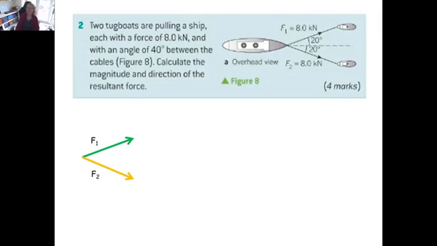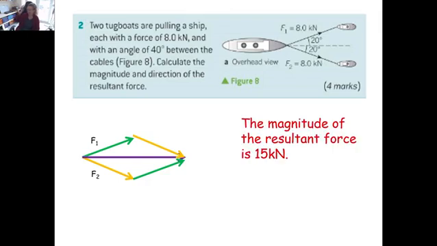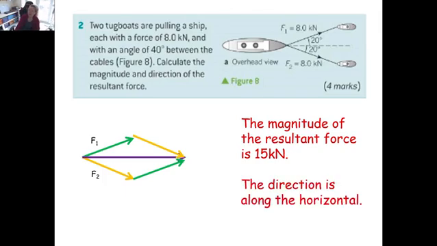Okay, so you should have found something similar to this. So I have the two forces drawn here, F1 and F2. Now if I draw my parallel lines in, then you can see I have made my parallelogram, and the purple line represents the resultant force. And you should have found, if you drew that out accurately, that the magnitude of the resultant force is 15 kilonewtons. And the direction that it's travelling along is exactly along the horizontal. Go halfway between the two vectors.